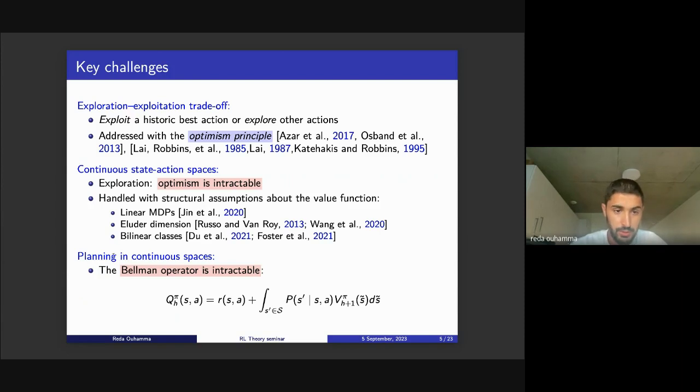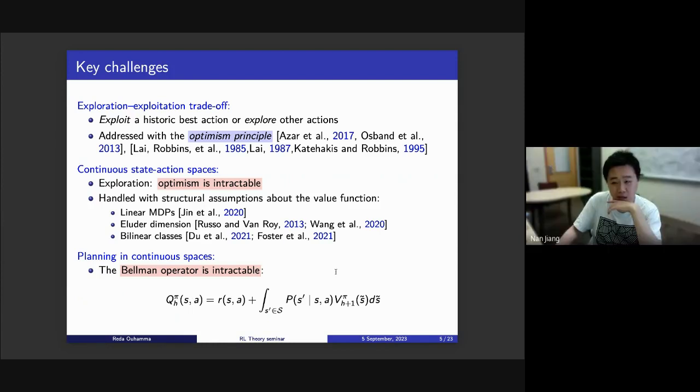And so the last challenge I want to talk about is planning in continuous spaces. The problem in episodic RL is that we want to use the Bellman operator, but this Bellman operator is intractable because of this integral that needs to be computed basically for every state and action.